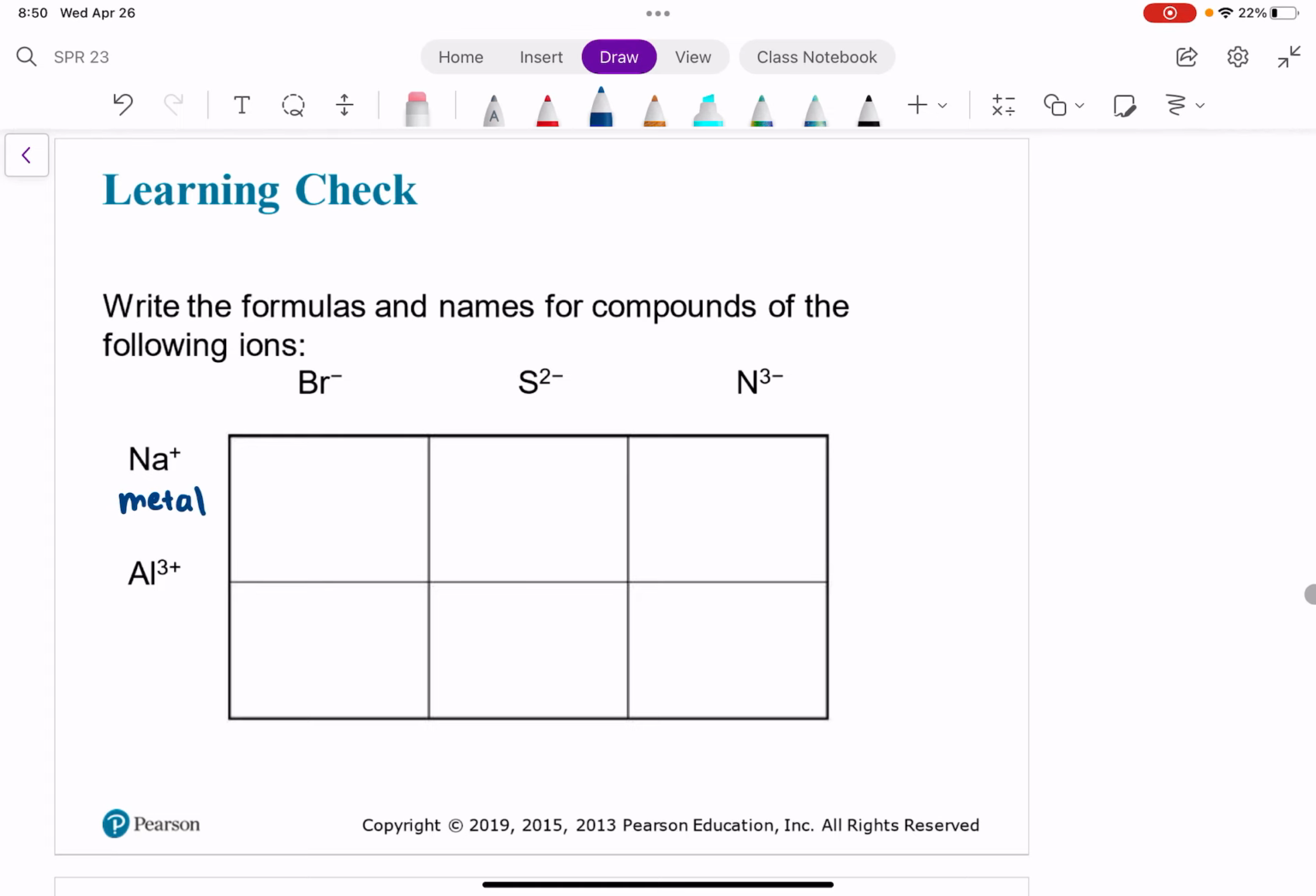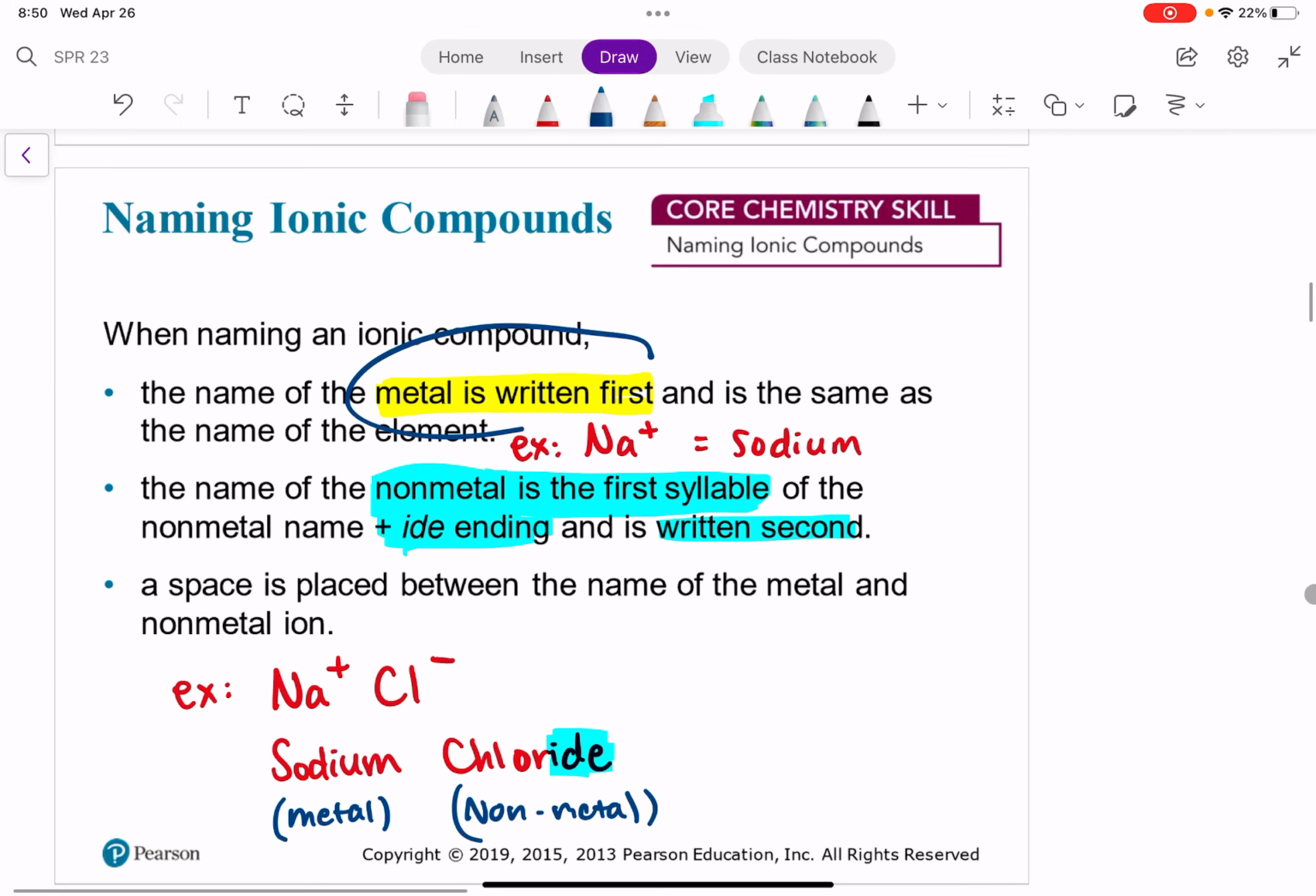So what's aluminum? That's also a metal, yeah. Okay, so what are these negatively charged ions, or anions? Yeah, those are nonmetals. So first, what I like to do is categorize my metal versus my nonmetal, because that'll tell me what element I need to write first.